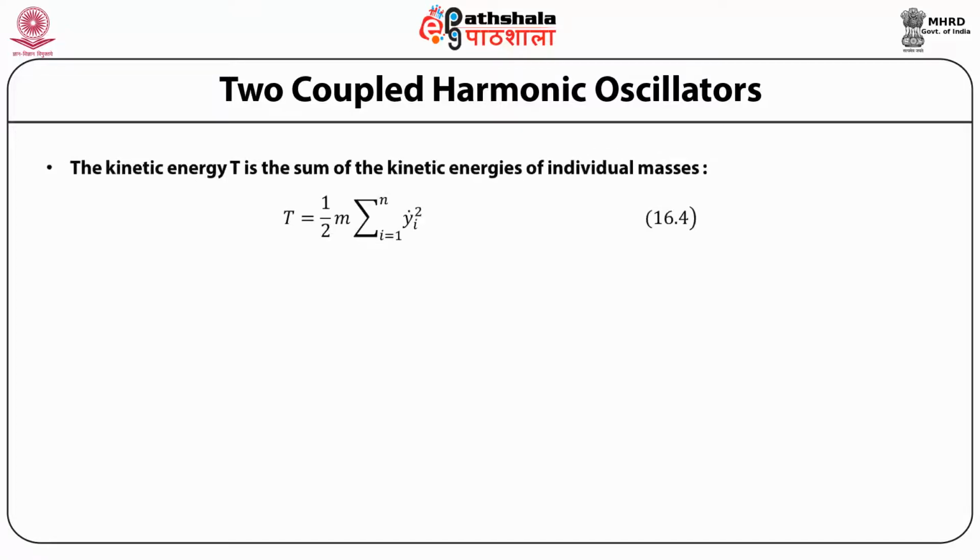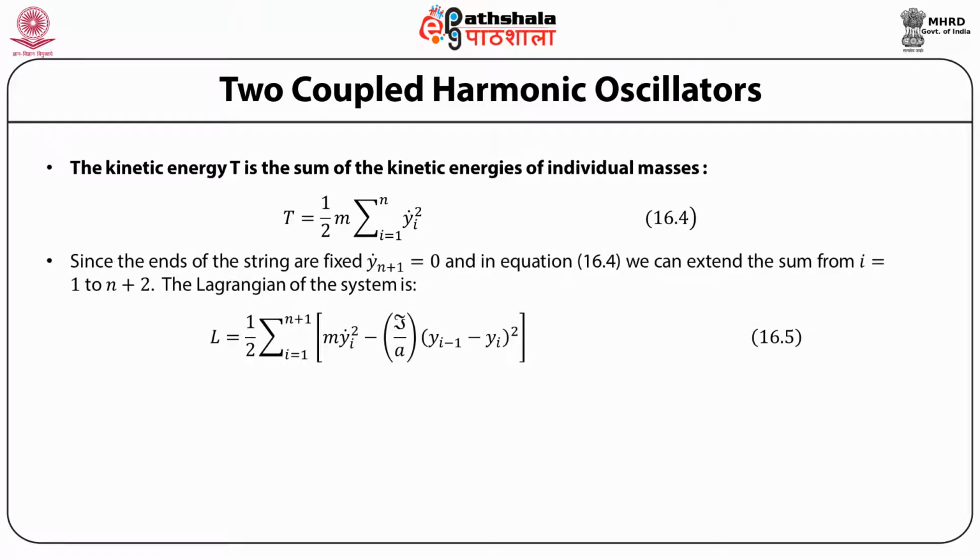Likewise, the kinetic energy T is the sum of kinetic energies of the individual masses. So T is equal to half m, sigma over i is equal to 1 to n, y dot square. Since the ends of the string are fixed, y dot n plus 1 is equal to 0, and we can extend this sum from i is equal to 1 to n plus 1. The Lagrangian of the system is then 1 half of the sum over i from 1 to n plus 1 of the kinetic energy term, which is m y i dot square, minus the potential energy term, which is T by a, where T is the tension, times y i minus 1 minus y i whole square.